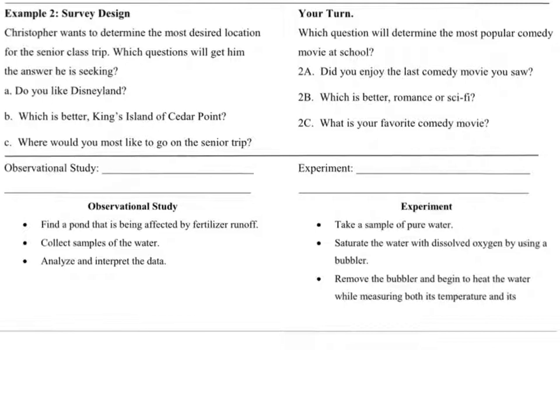B says, which is better, Kings Island or Cedar Point? Again, very biased because there are only two options given. And C says, where would you most like to go on the senior trip? This is unbiased, and it's going to produce the answer that he's looking for. It's going to get people to tell him what they think without hearing any options, and so that's going to be the best choice.